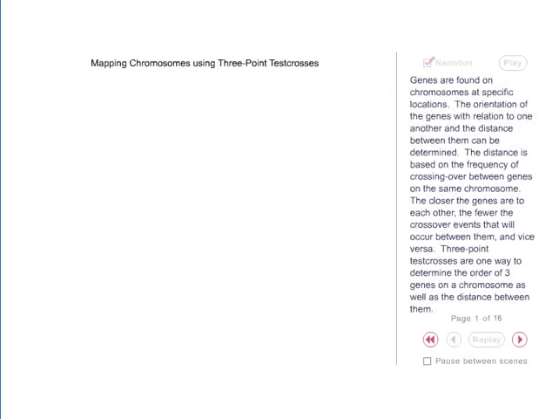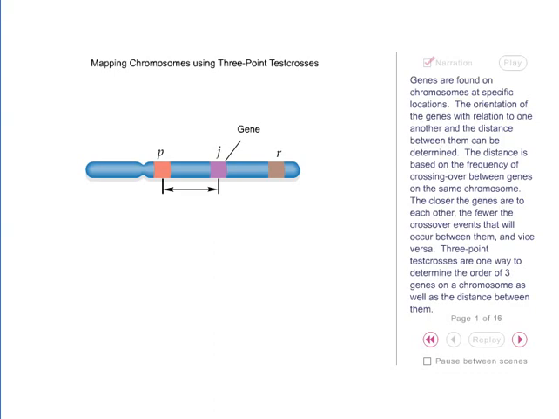Genes are found on chromosomes at specific locations. The orientation of the genes with relation to one another and the distance between them can be determined. The distance is based on the frequency of crossing over between genes on the same chromosome. The closer the genes are to each other, the fewer the crossover events that will occur between them, and vice versa.